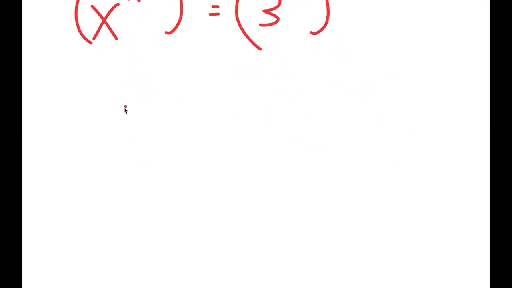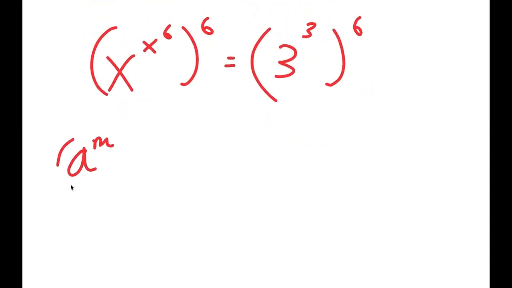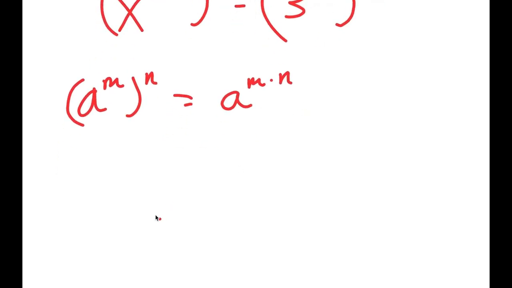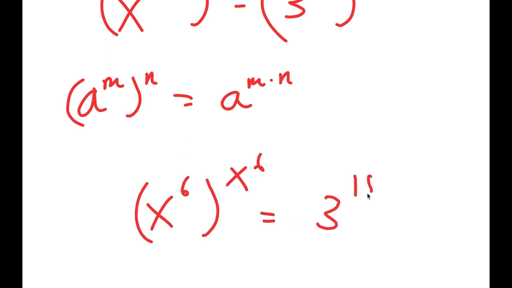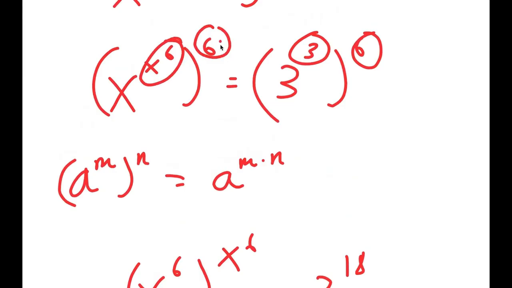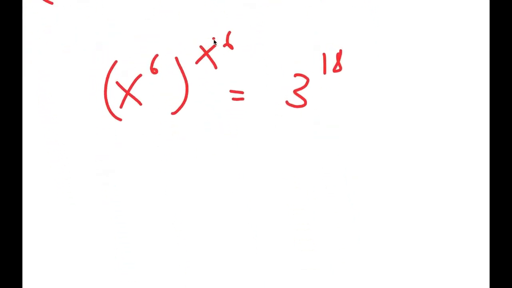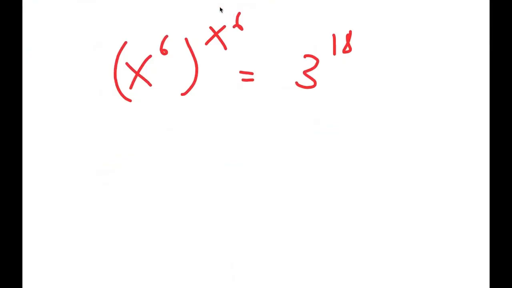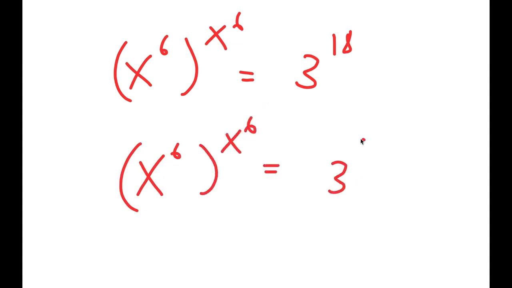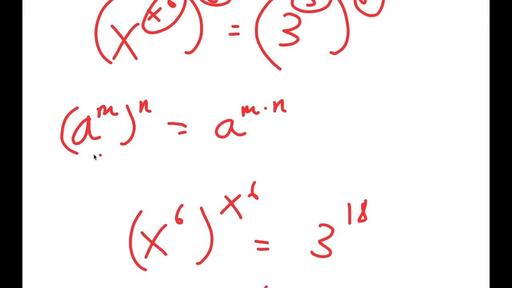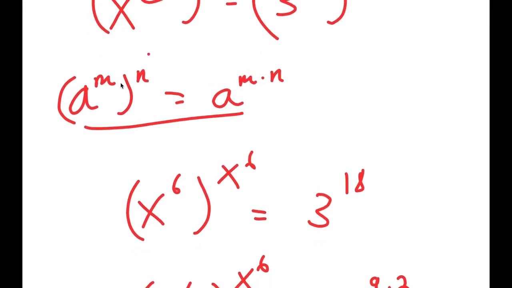And now if I have something in the form a to the power of m to the power of n, this is equal to a to the power of m times n. So 3 and 6 multiply, so now I get x to the power of 6 to the power of x to the power of 6 is equal to 3 to the power of 18. I also switch the places of x to the power of 6 and 6. So now from here, I'm going to rewrite 3 to the power of 18 as 3 to the power of 9 times 2. And now we can use the reverse of this property and change this form into this form.